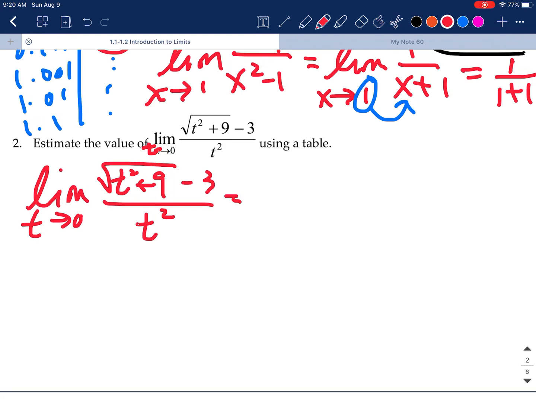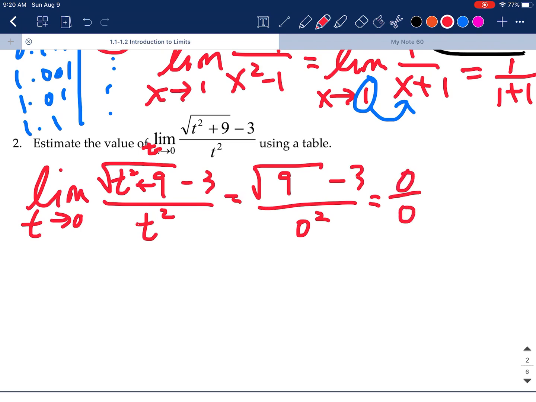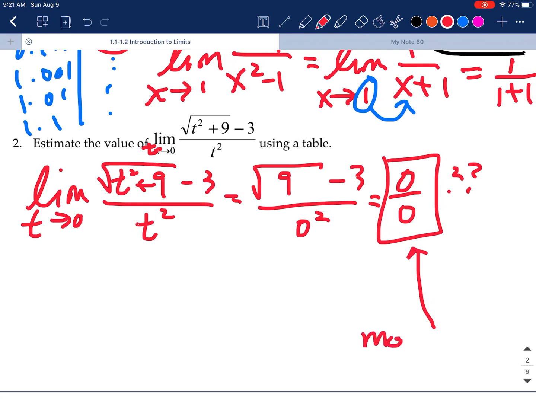Let's suppose we just plugged in 0. If we plug in 0 to our function, we would get the square root of 9 minus 3 over 0 squared, which is 0 divided by 0. That's a problem, because 0 divided by 0 is an undefined expression. We don't know what that means. And so you might say, okay, well, maybe the limit doesn't exist, right? Well, what this is actually going to mean to us is that more work is required.